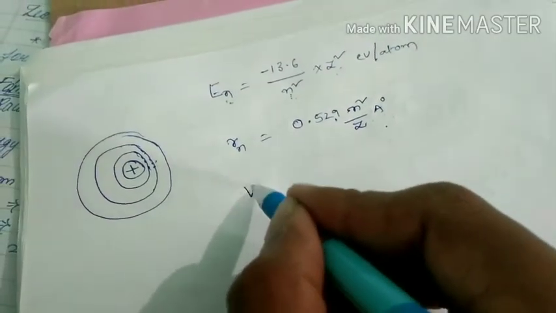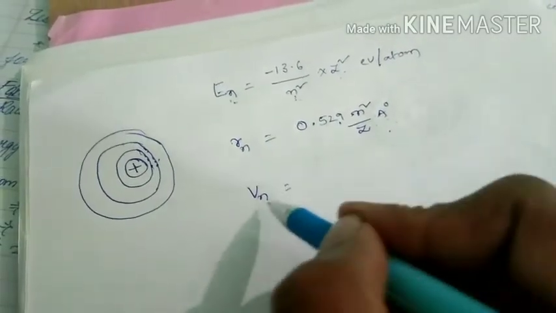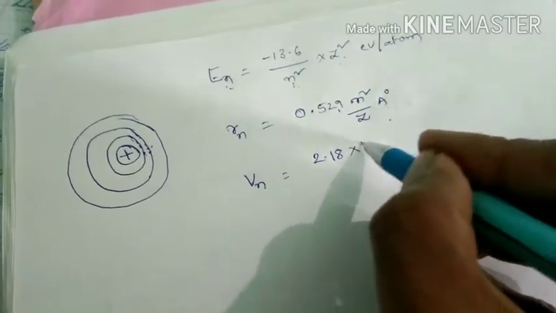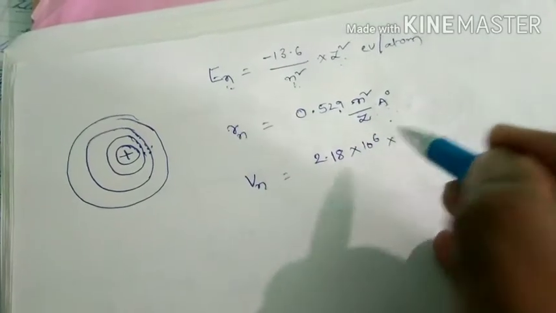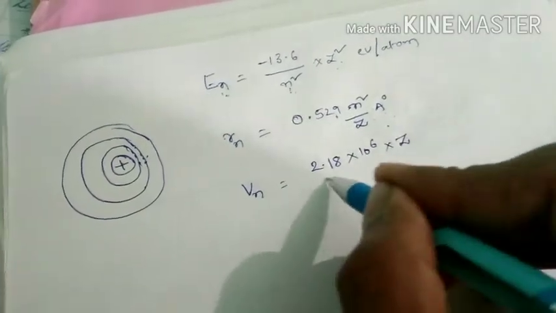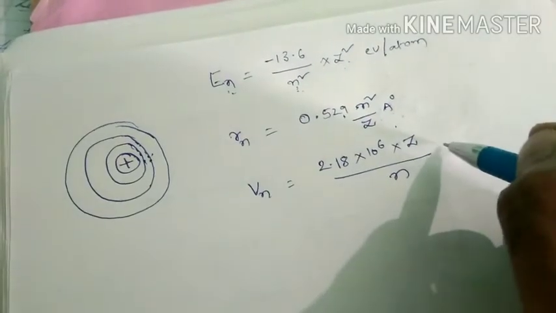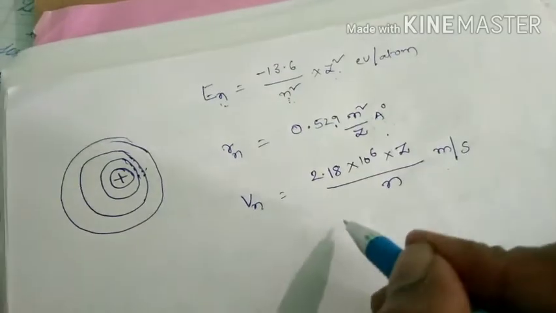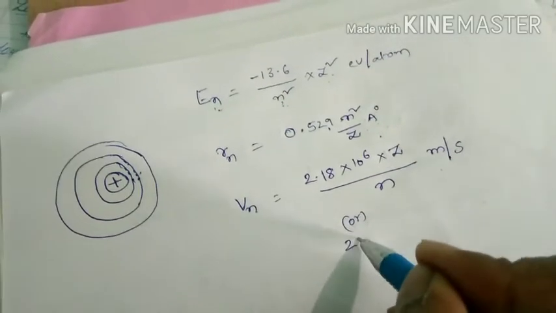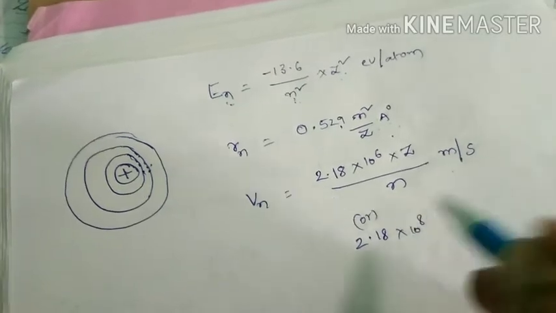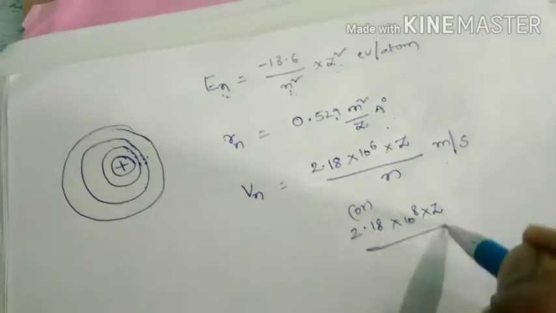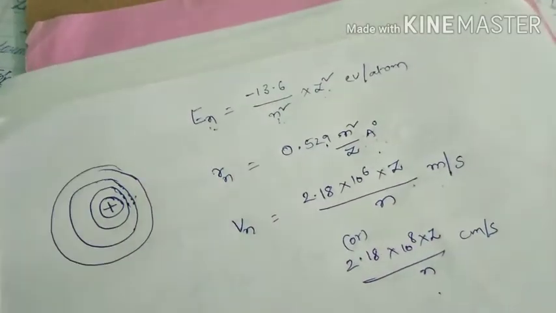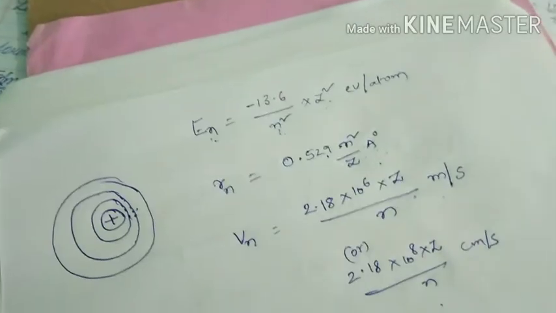And the velocity of the electron formula: velocity of the nth orbit equals 2.18 into 10 to the power of 6 into Z by n meters per second. In centimeters, it is 2.18 into 10 to the power of 8 into Z by n centimeters per second. This is the formula in meters, this is the formula in centimeters. We have to learn these three formulas. These three are very important formulas.